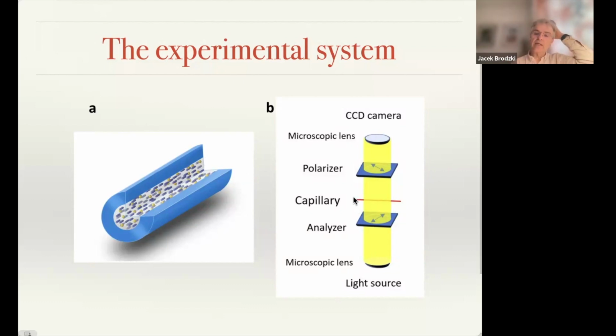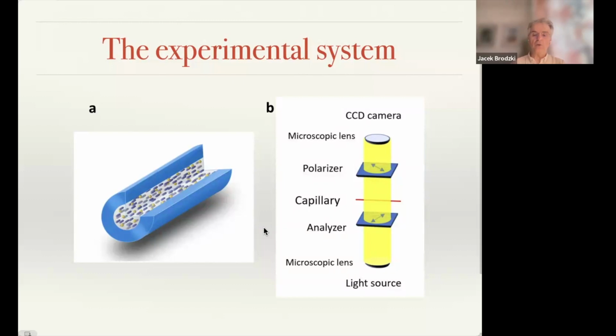And then you stick this capillary between two polarizers under a microscope, and you shine light through it. Okay? Polarizers, in this case, the axes of polarization are at 90 degrees. So that means that when you arrange two polarizers like that and shine light through it, you should see no light, because one of the polarizers enforces orientation in one direction and the other polarizer kills that.